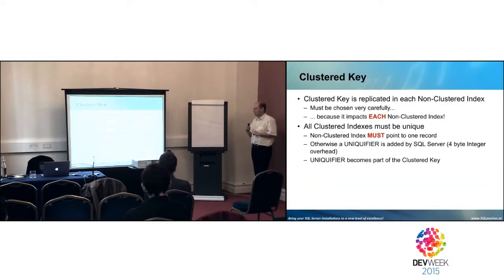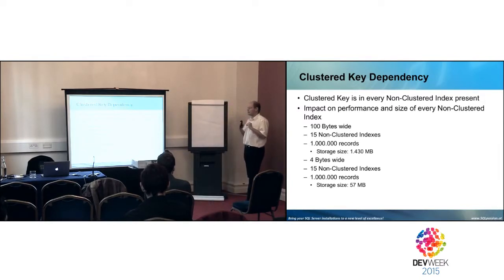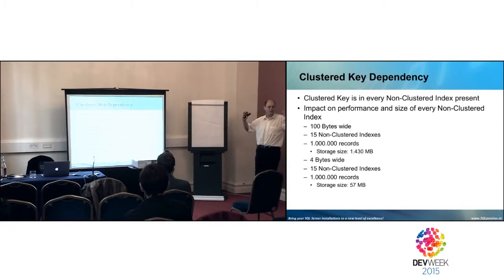So the most important thing here is that the clustered key column, the column on which we have created our primary key constraint, is replicated in every non-clustered index. Just think about that. Imagine the following. We have a table with 1 million records, and I create, for example, a clustered key on a column which is 100 bytes long, and I create on that table 15 non-clustered indexes. In that case, we have a storage size of those indexes of around 1.4 gigabytes.